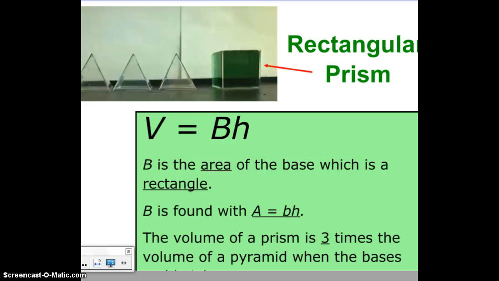The volume of a prism is 3 times the volume of a pyramid when the bases and heights are congruent. So remember, it took 1, 2, 3 pyramids to fit inside one prism. Please feel free to pause your video and write this down.